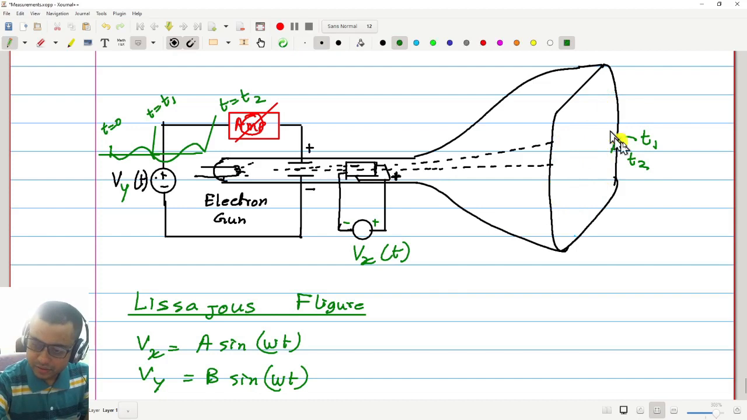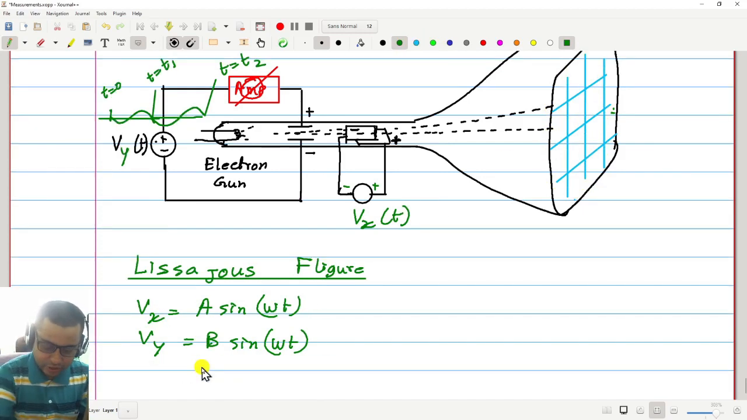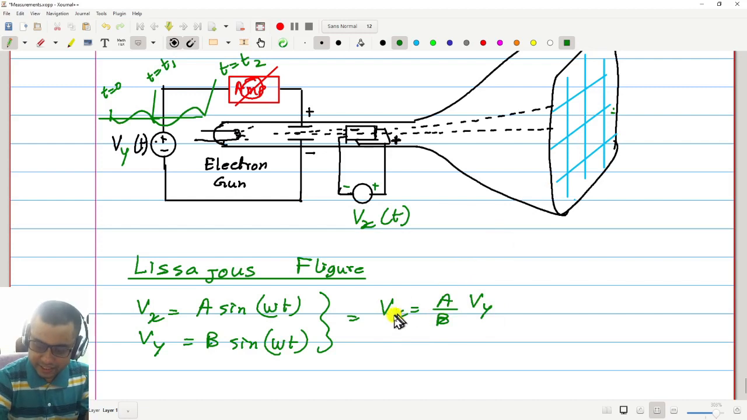A straight line? Yes, absolutely right. So we will see a straight line on the screen. Okay, because from this you can write Vx is equal to A by B times Vy. So it's a straight line relation between x and y. So you will see a straight line passing through the origin.